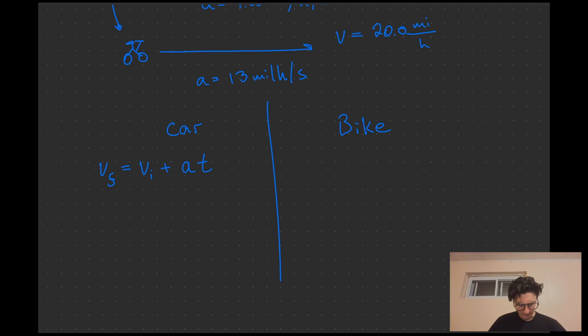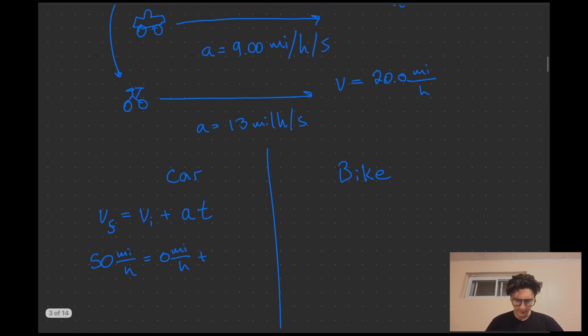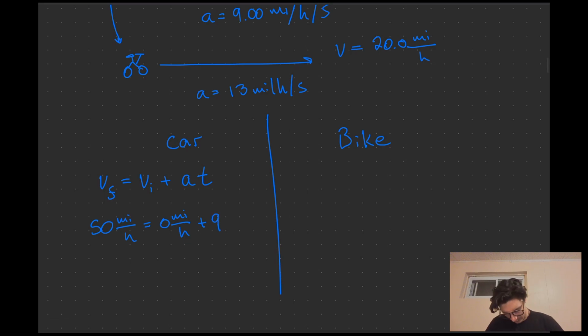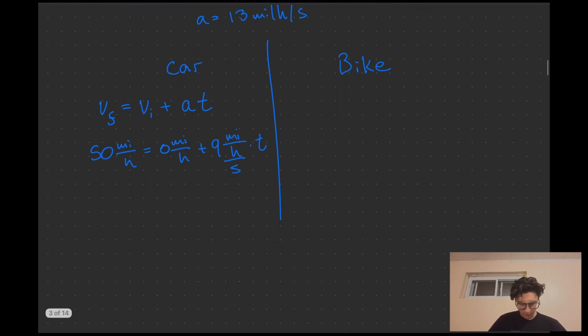We're looking for the time. For the car, we know the car reaches 50 miles per hour. Its initial velocity is 0 miles per hour. It is accelerating at 9 miles per hour per second, and here we need to find the time. So how do we find the time? We could just do 50 miles per hour divided by 9 miles per hour per second. This gives us the time.